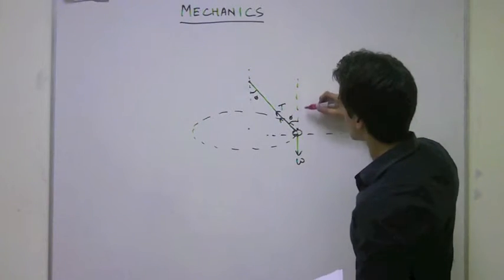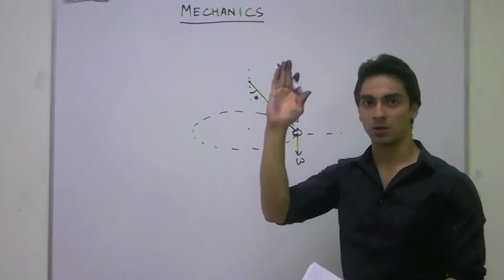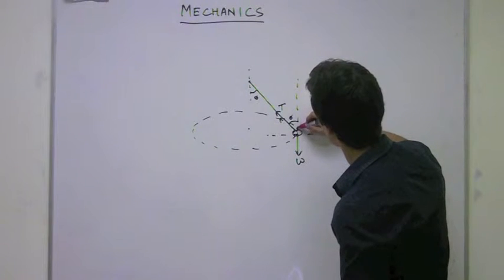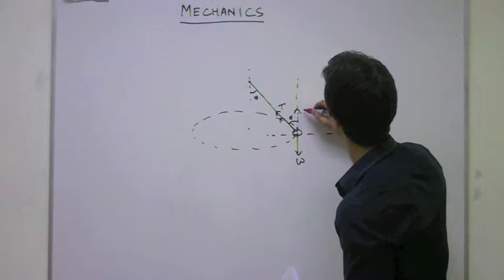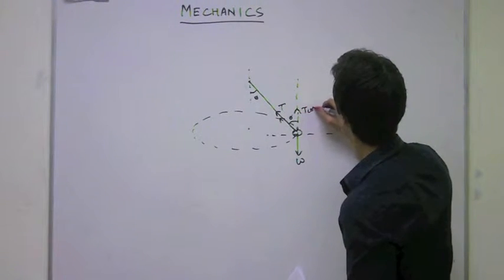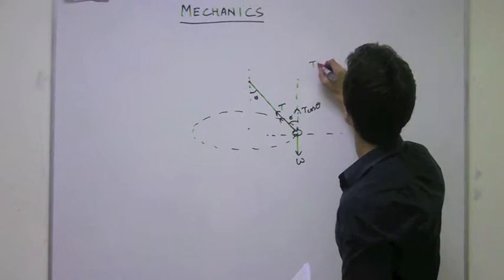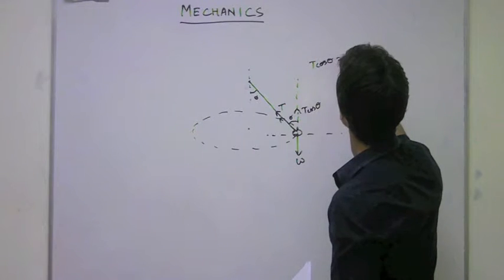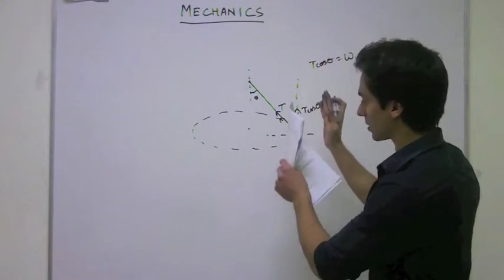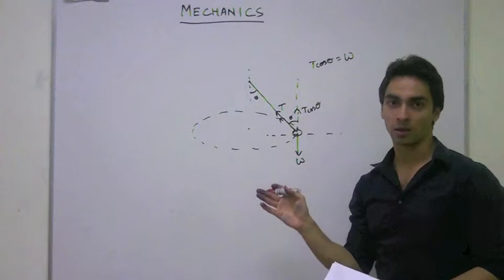So in the vertical direction, the forces are in equilibrium. Therefore, the vertical component of the tension here, T cos theta, and the weight should be equal. So we have T cos theta equal to the weight. So the forces in the upward and downward direction are in equilibrium.